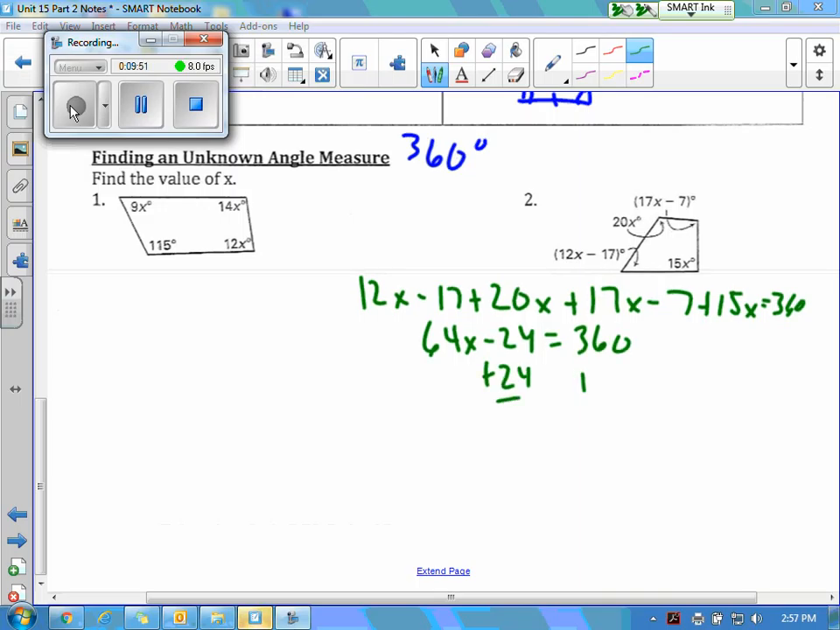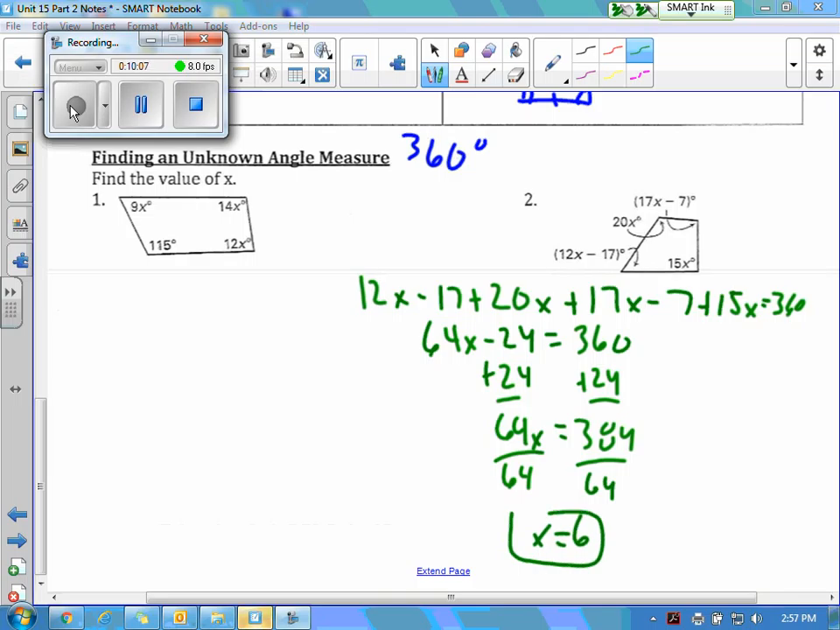Add 24 to both sides. I'll get 64x equals 384. I can divide by 64 on both sides. And I'll wind up with x equals 6. Now, the question just asked me to find the value of x. If I didn't want to find the angle measures, I could just plug 6 in for x and work it out to see what I get.